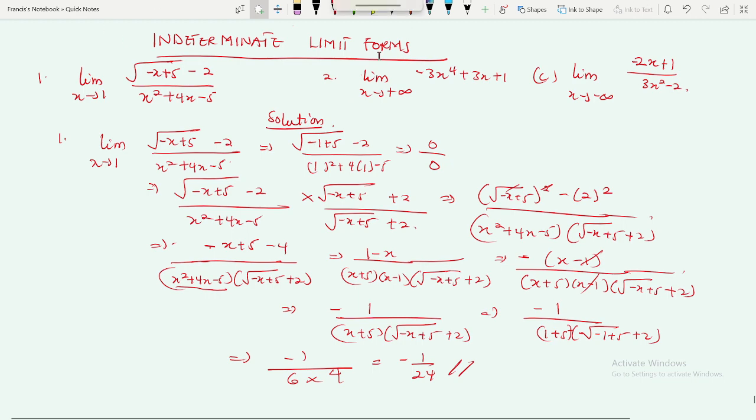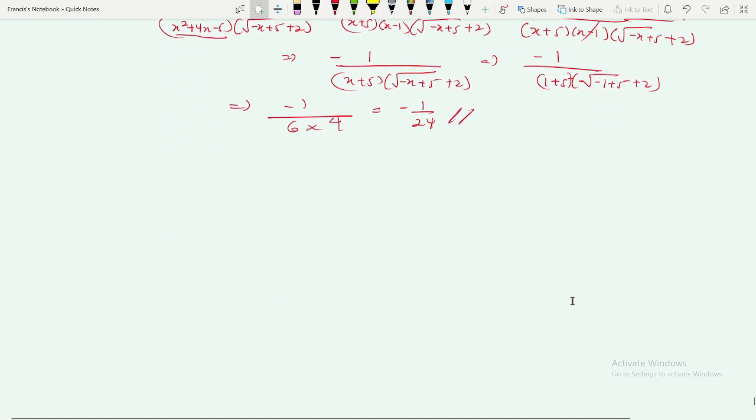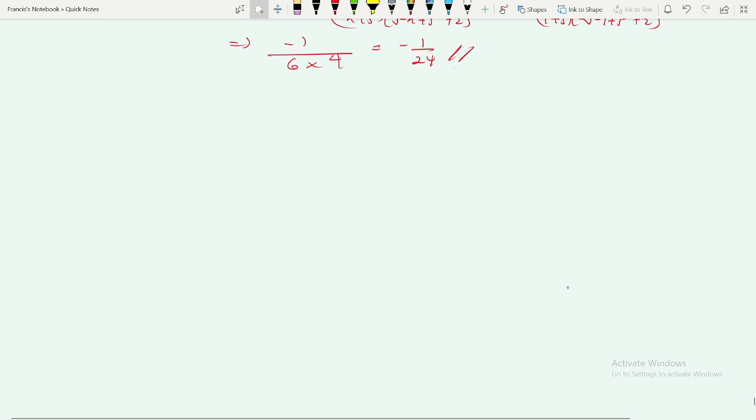So for our second problem, I simply have the limit as x approaches positive infinity of the expression negative 3x to the power 4 plus 3x plus 1. So when you have this, we are now in the infinity realm. If your limit is infinity, you follow the indeterminate infinity forms. I've done that in our previous lessons, so do well to visit those videos.